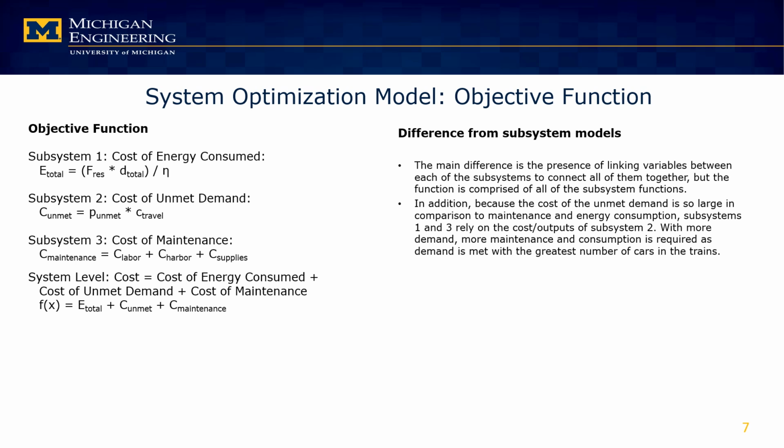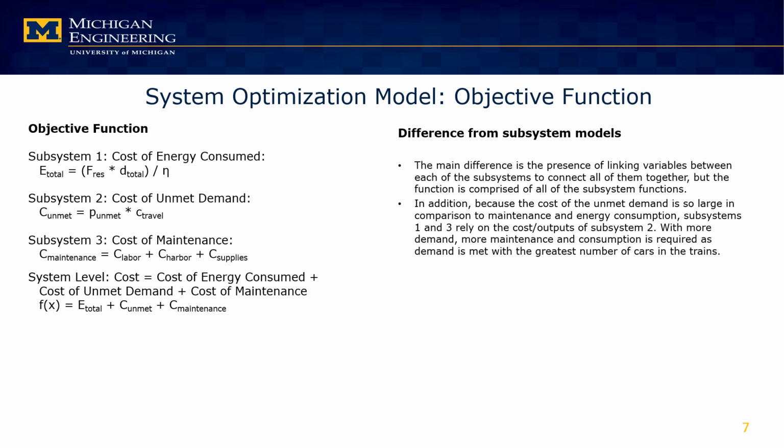These are the objective functions for each subsystem and for the system level optimization. Subsystem 1 minimizes the cost of energy consumed, Subsystem 2 minimizes the cost of unmet demand, and Subsystem 3 minimizes the cost of maintenance. For the system level optimization, the total sum of the costs from each subsystem is minimized.